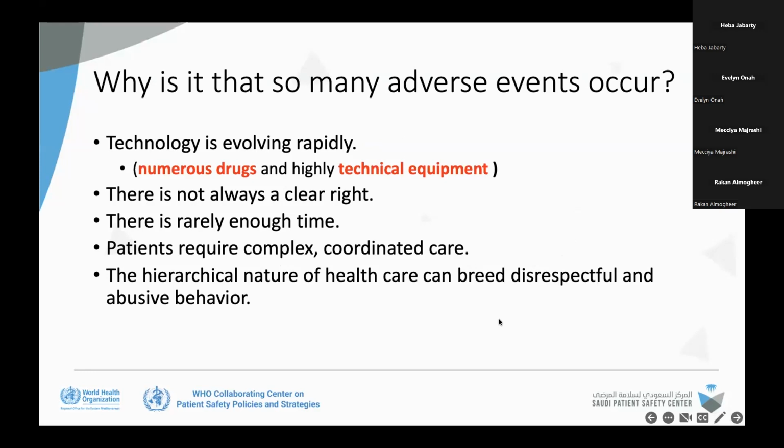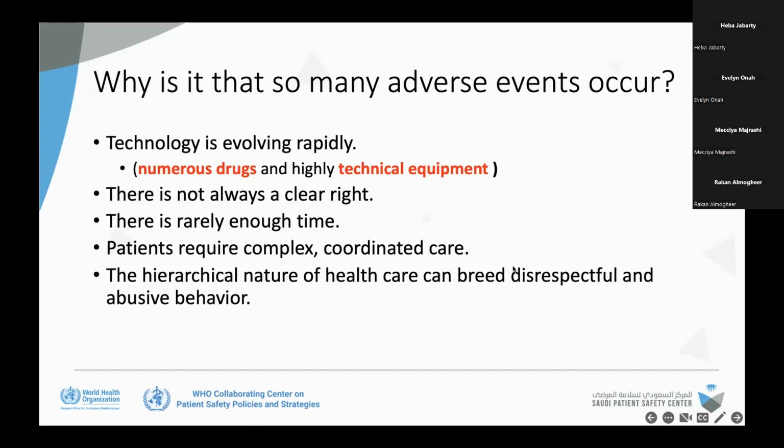Also, there is rarely enough time. Unfortunately, we have more than 100 patients that you have to see every day in the clinic, and you have a lot of patients whose results you have to follow up, a lot of things that you have to monitor and control, but you don't have time. So providers are often caring for a great number of patients, but still errors could happen.